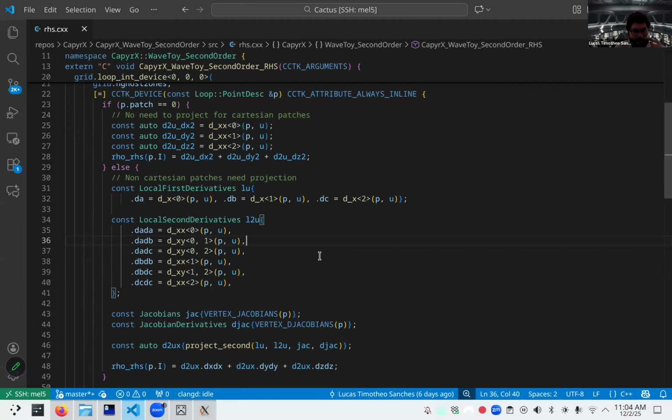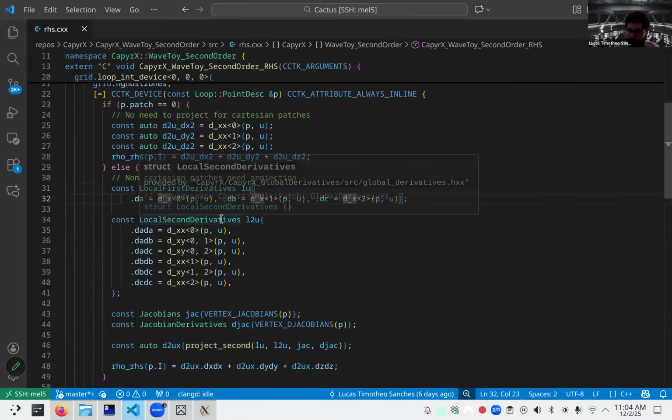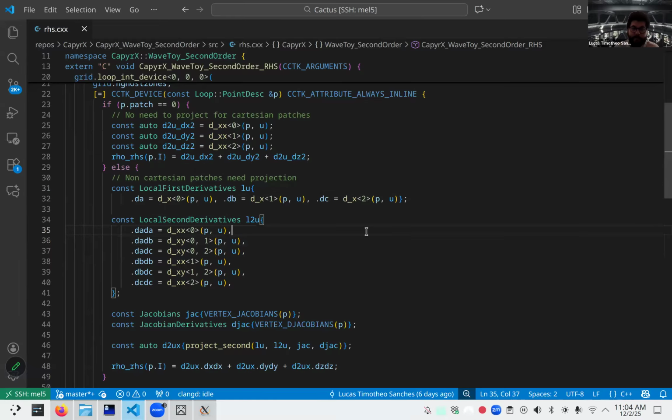So what CapyrX gives you is two data structures, which are called local first derivatives and local second derivatives. Now, these are very simple. They're just basically data bags. So you fill this struct with your local first derivatives. These are the derivatives you compute using your finite difference stencils, right?